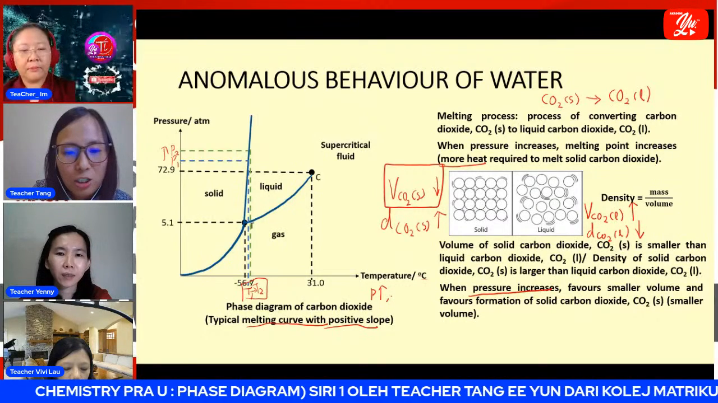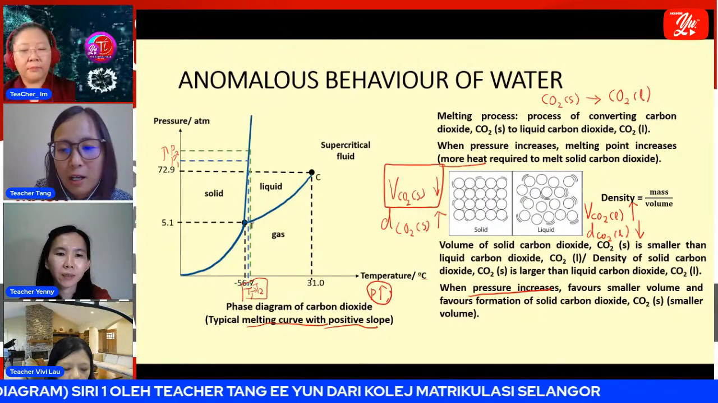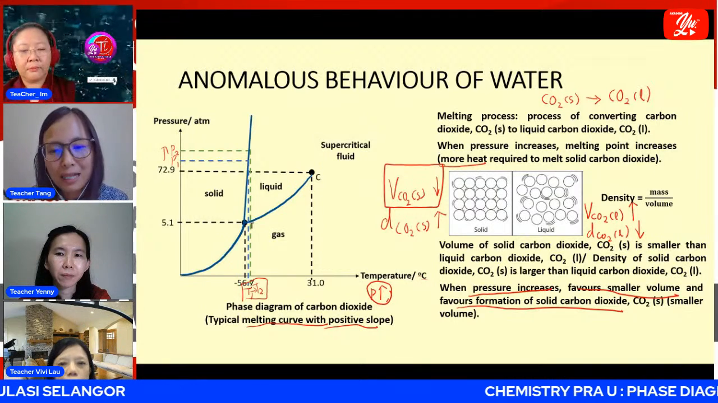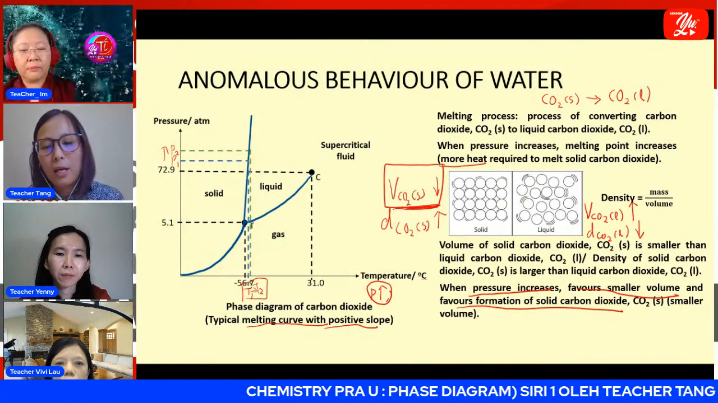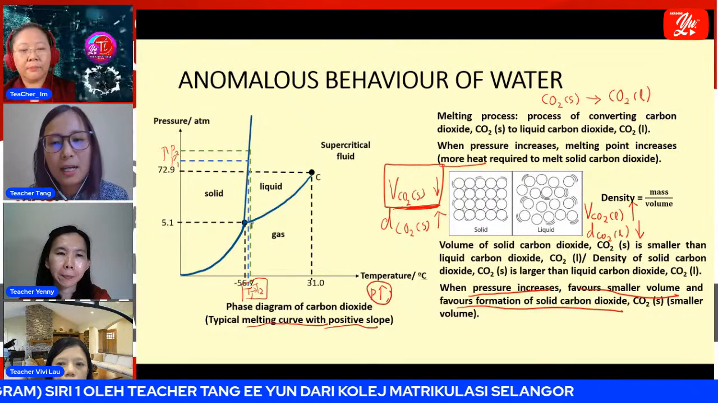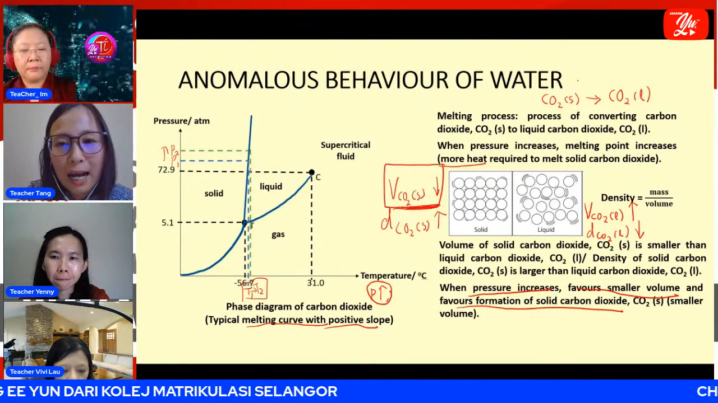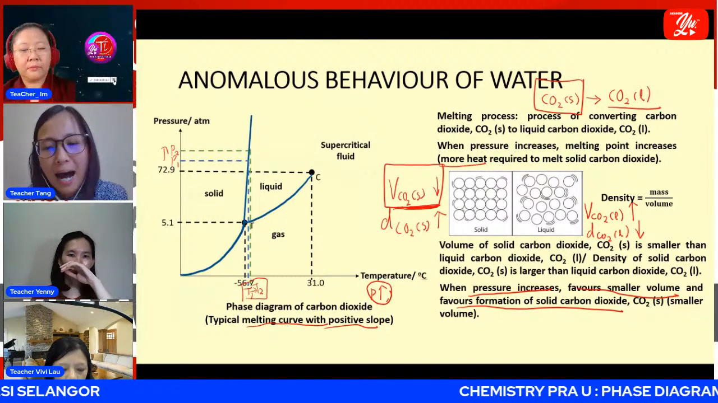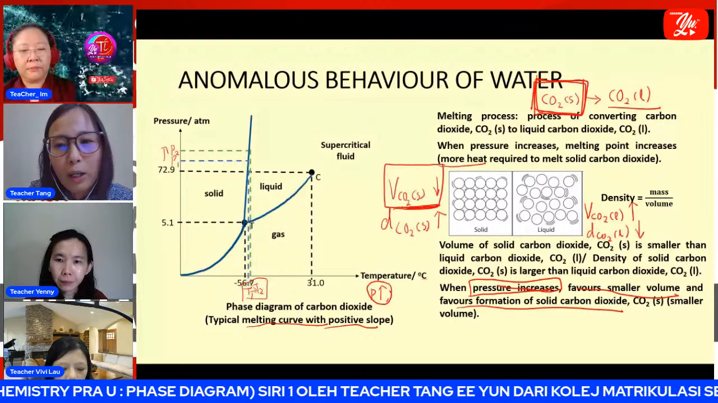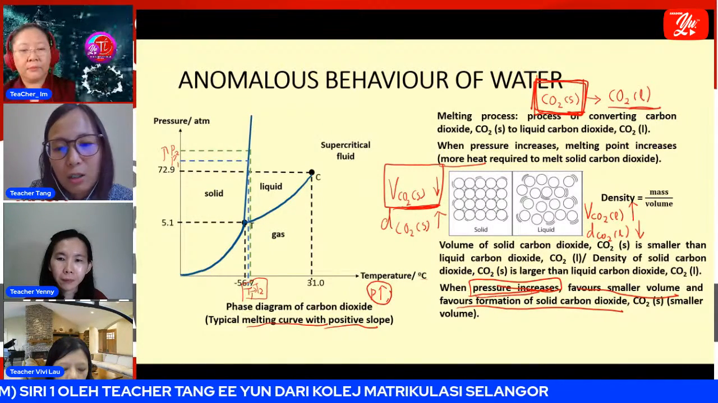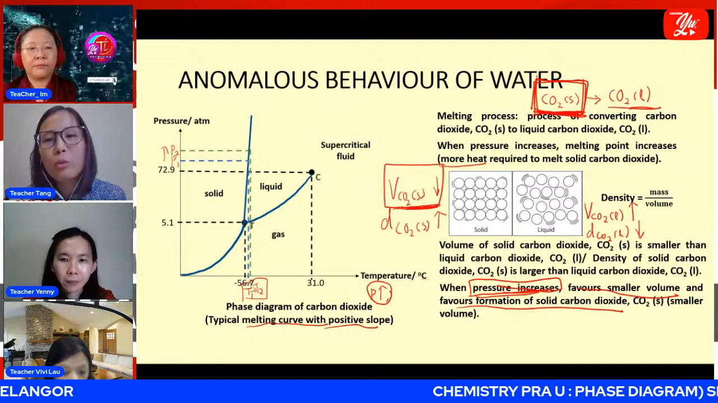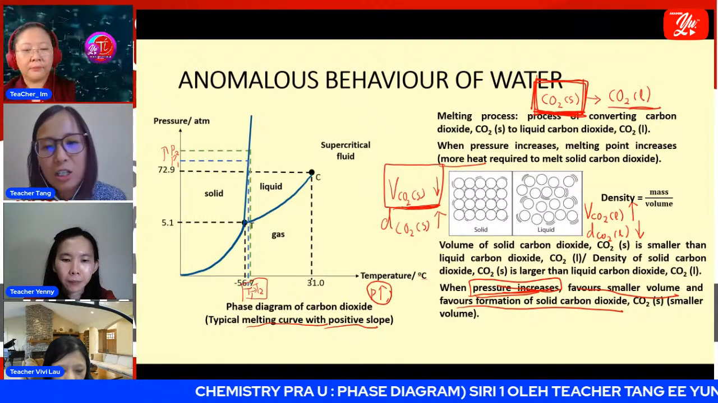So as the pressure increases, the system will favor smaller volume and therefore it will favor formation of solid carbon dioxide, because solid carbon dioxide has smaller volume. Now remember we are studying the melting curve, the melting process. In the melting process, we want to convert solid carbon dioxide to liquid carbon dioxide. But when pressure increases, it favors formation of solid carbon dioxide. In other words, it is getting harder for you to melt the solid carbon dioxide as the pressure increases.